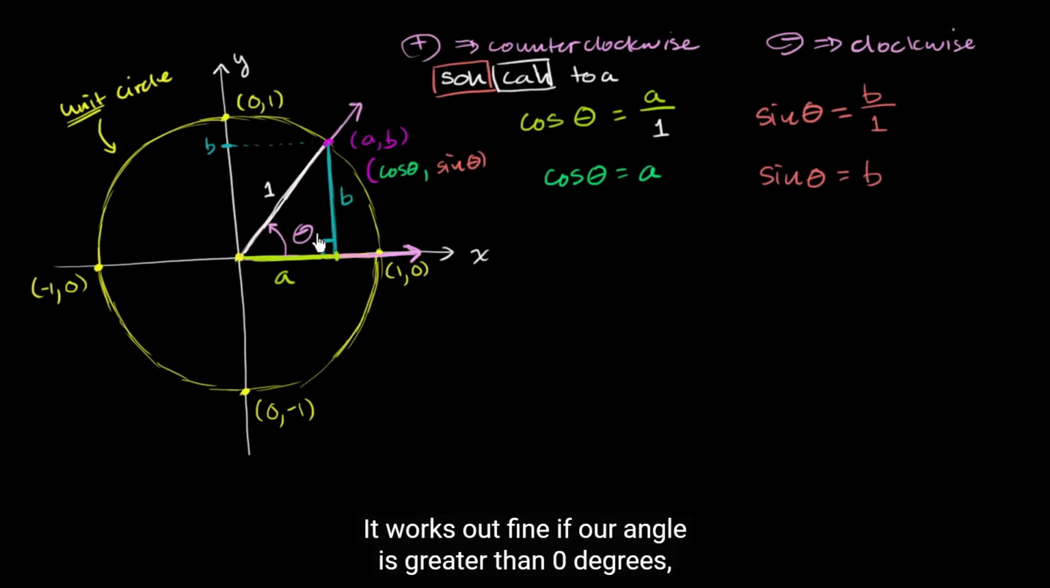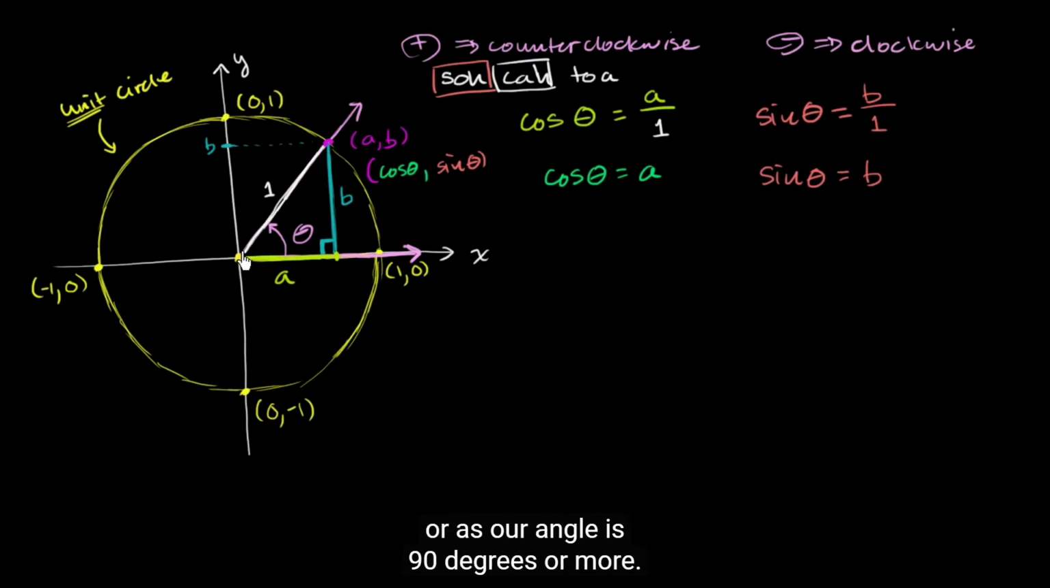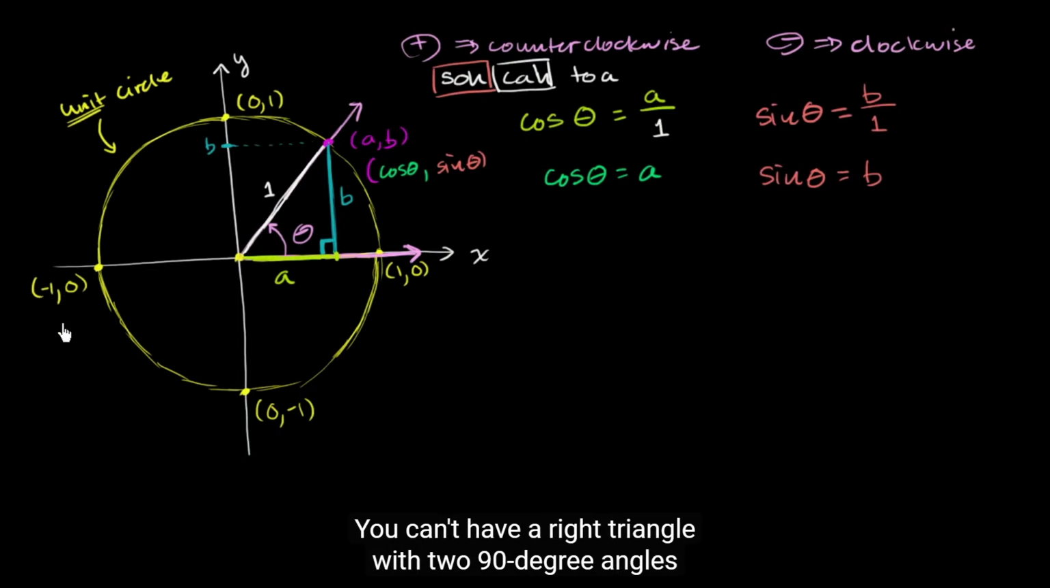Because SOHCAHTOA has a problem. It works out fine if our angle is greater than 0 degrees, if we're dealing with degrees, and less than 90 degrees. We can always make it part of a right triangle. But SOHCAHTOA starts to break down as our angle is either 0 or becomes negative, or as our angle is 90 degrees or more. You can't have a right triangle with two 90-degree angles in it. It starts to break down.